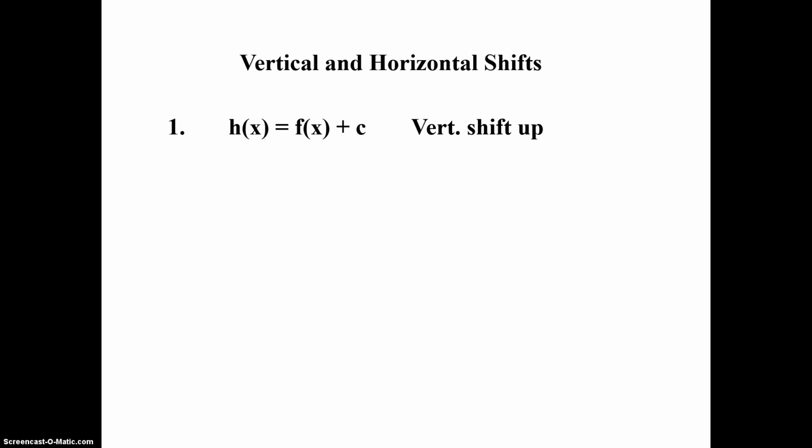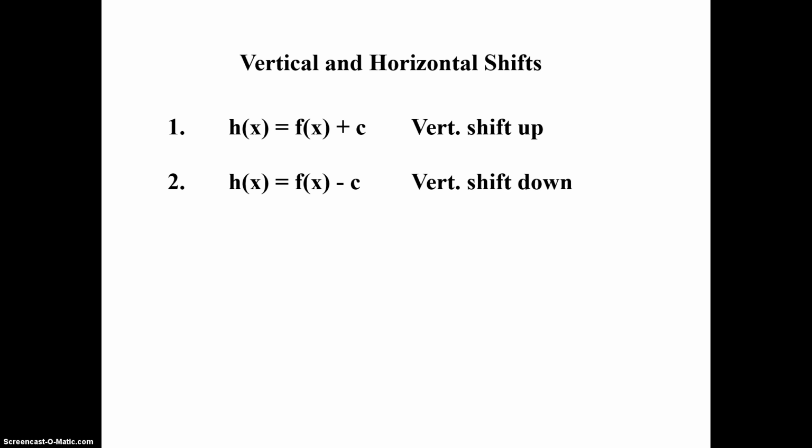Alright, and then after that, we had another form that you've seen previously, and that was in the form of f of x minus c. Realize still that the c, or the constant, is still separated from your f of x, but this time it has a minus, and that actually is a vertical shift down.